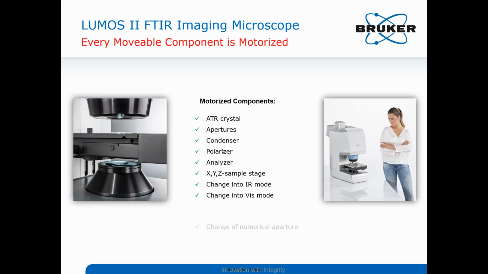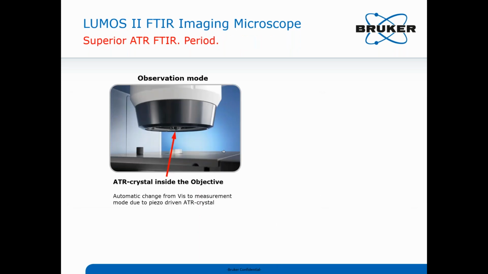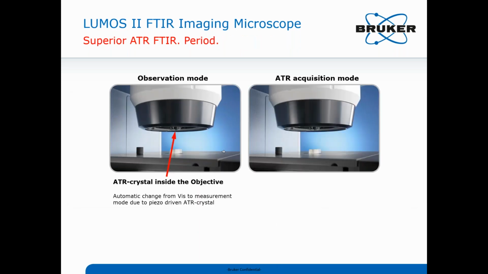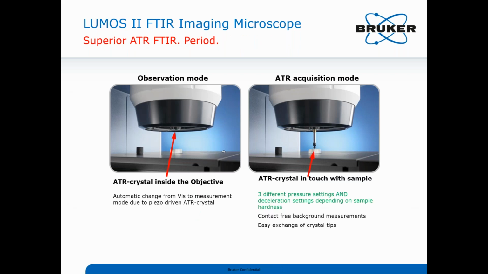The ATR crystal, the apertures, the condenser, polarizers, analyzers, everything. Even the switching where we use the higher NA for the IR and the lower NA for viewing. This is the ATR crystal, and you'll see that the crystal comes down. We actually control not only the pressure, but also the deceleration rates. So for fragile samples, it works really well. The pressure sensor is built into the objective, unlike any other system on the market, just head and shoulders above any other design in the business.